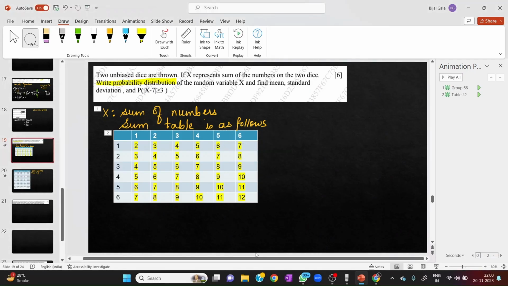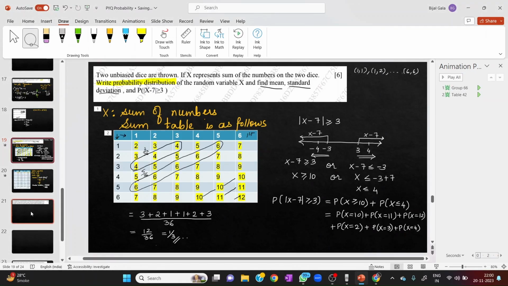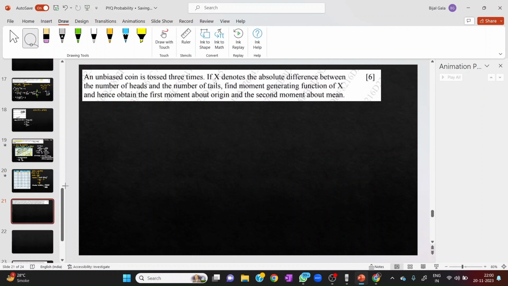To the next question now. Let's get to the next question. Okay, coming to the next question. An unbiased coin is tossed 3 times. Okay, so now this time the experiment is about tossing 3 coins. So let me write the sample space.